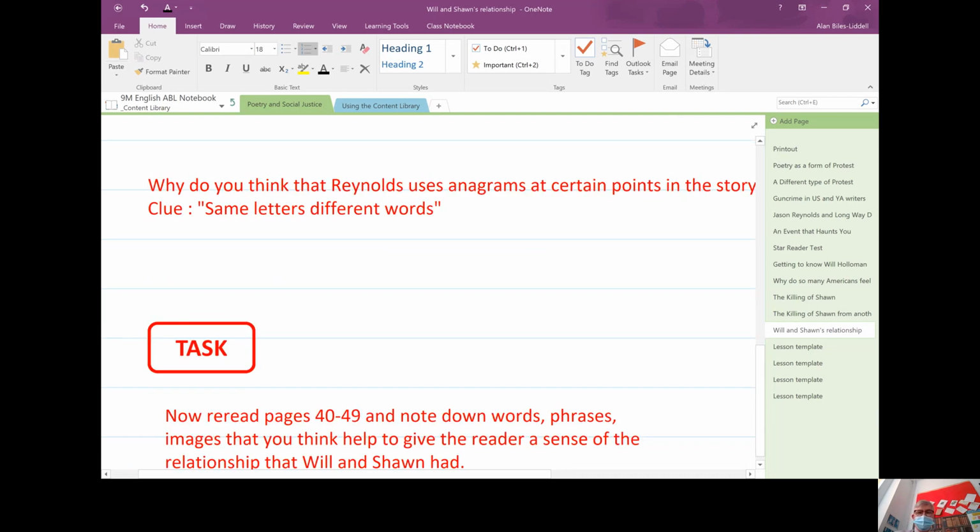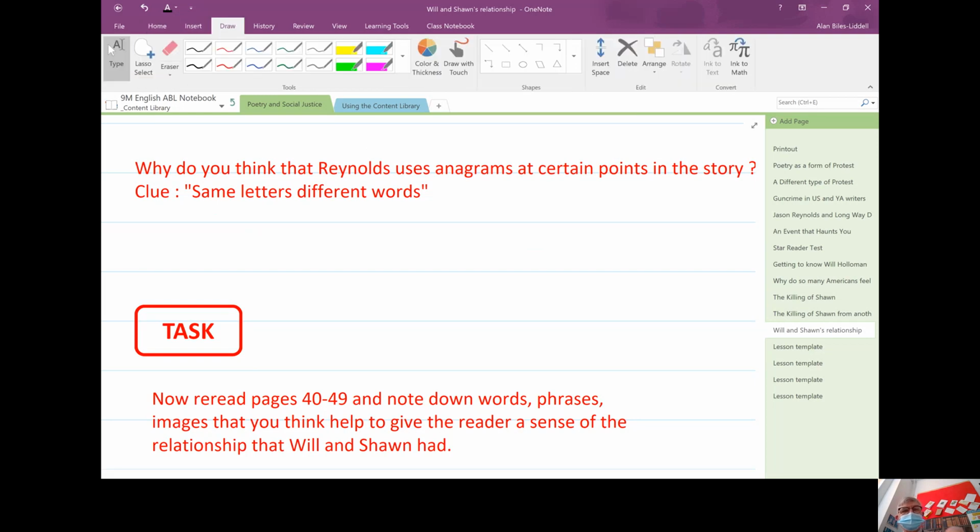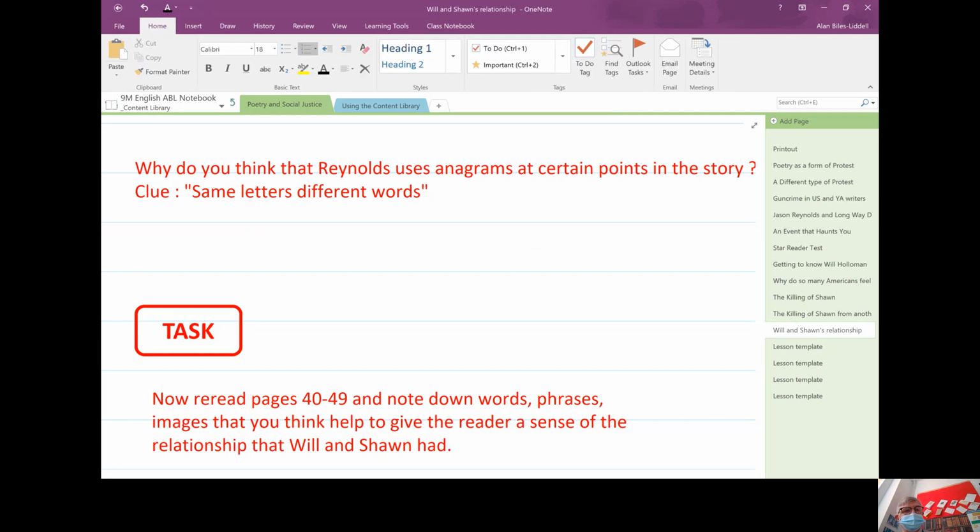Right, so at this point in the story, why do you think Reynolds uses anagrams at certain points here? Through Will, he says it's the same letters, different words. And we're focusing here on Will and his brother, Shawn, who's just recently died, slain in the streets. Why talk about that? Same letters, different words. What's he hinting at? What's he suggesting to you, do you think? Amy, what's that suggesting? How can we link that to the relationship between Shawn and Will?